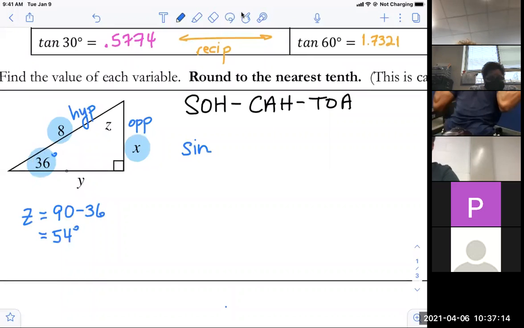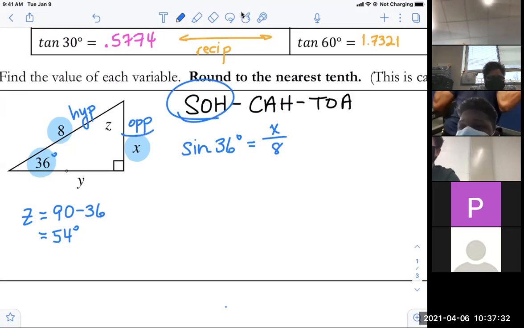We're using the 36-degree angle because we use the opposite hypotenuse relation of 36. Okay, so it'd be sine of 36 is equal to, what's the opposite length? And then the hypotenuse is 8. The reason we need to use sine is because we're using opposite and hypotenuse, and sine is the one that uses opposite and hypotenuse.